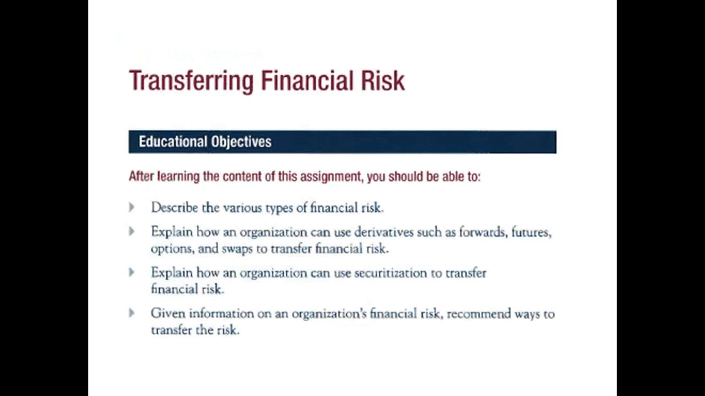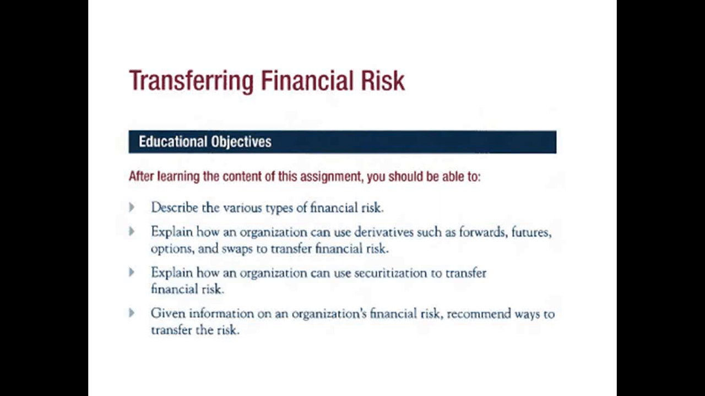Now, again, this is a fairly short chapter, just to get our feet wet when we talk about transferring financial risk. So there are different types of financial risk. We need to be able to identify those and describe them. Explain how an organization can use derivatives, such as forwards, futures, options, and swaps, to transfer financial risk. And then explain how an organization can use securitization to transfer financial risk. And finally, given information, recommend ways to transfer the risk based upon the scenario that's provided.